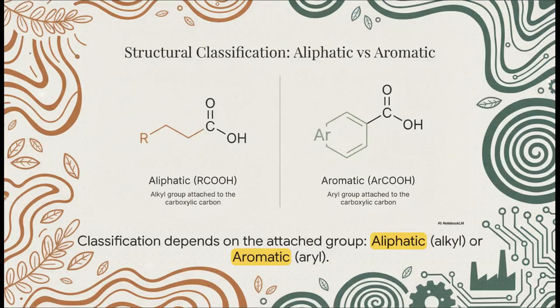Okay, so once you have that basic COOH group, things split into two main camps, and it all depends on what's attached to it. If you've got a straight or a branched chain of carbons, chemists call that an alkyl group, then you get an aliphatic acid. But if what's attached is a stable, flat ring of atoms, an aryl group, it's called an aromatic carboxylic acid. It's really that simple. Think of it as a chain versus a ring.